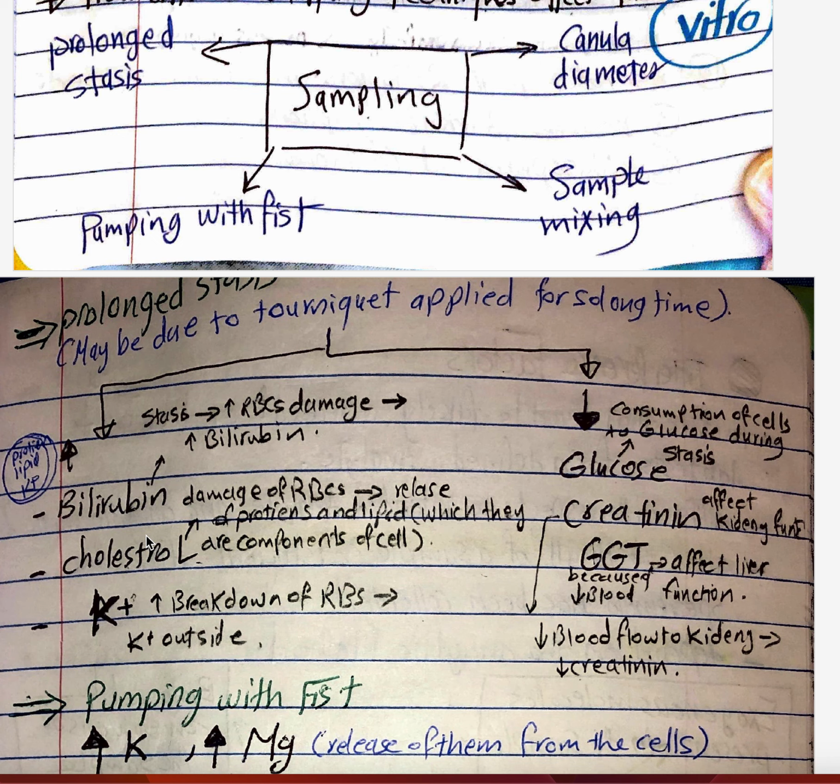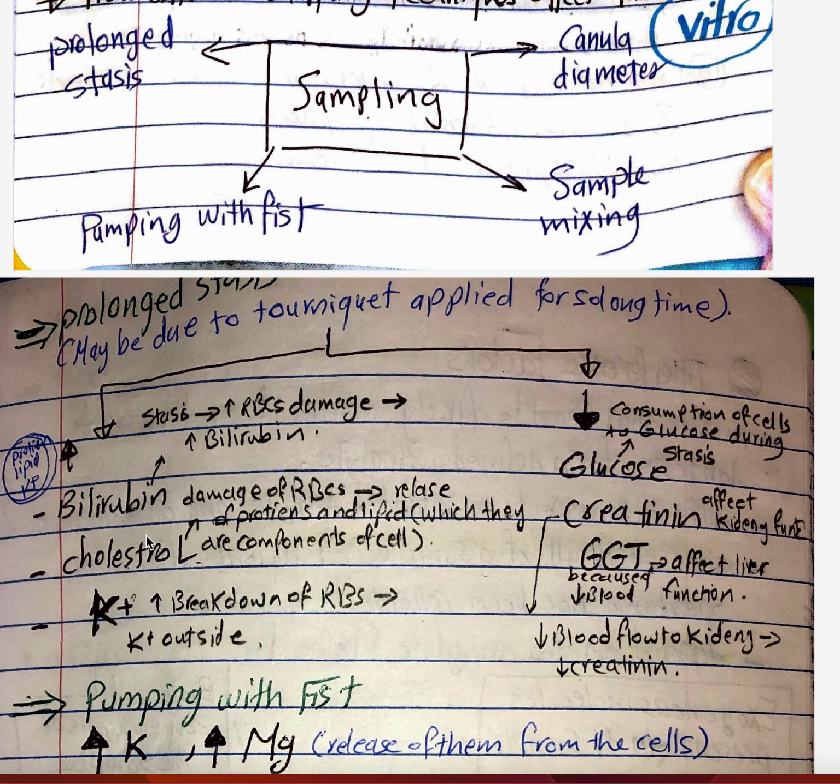This is the normal position of the potassium, and when there is a breakdown, the potassium increases. So prolonged stasis, which is due to a prolonged tourniquet, leads to an increase in the bilirubin, the cholesterol, and the potassium level. Then we understand why the glucose level decreases: it's because of the consumption of this glucose by the cells. Because this affects the functions of the kidney and the liver, it decreases the amount of creatinine and also the GGT.